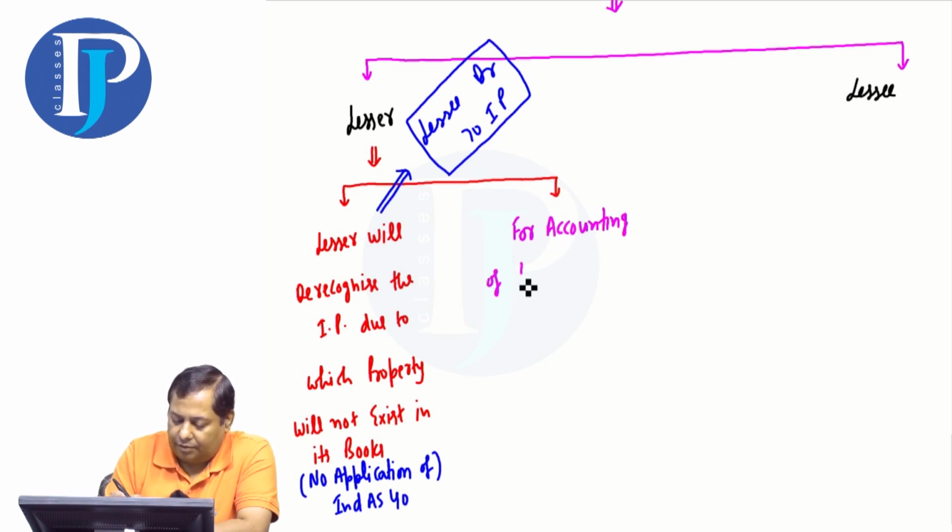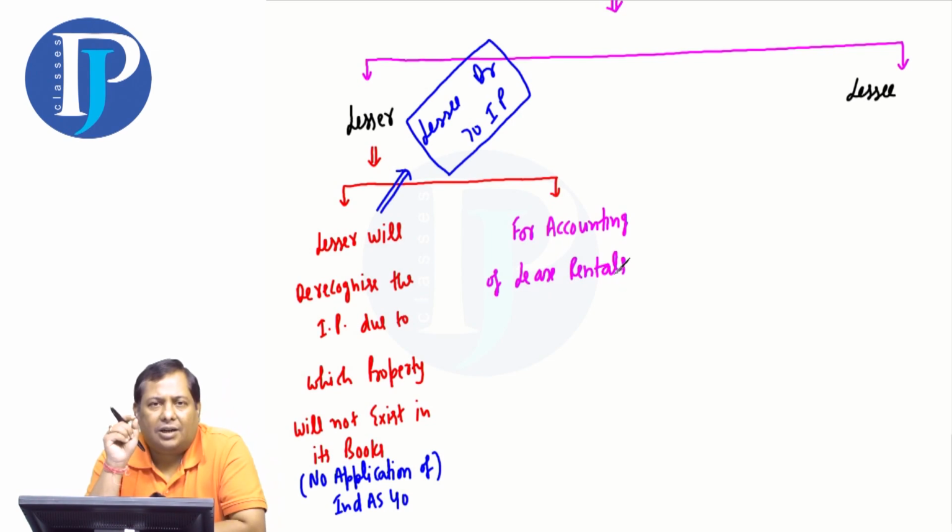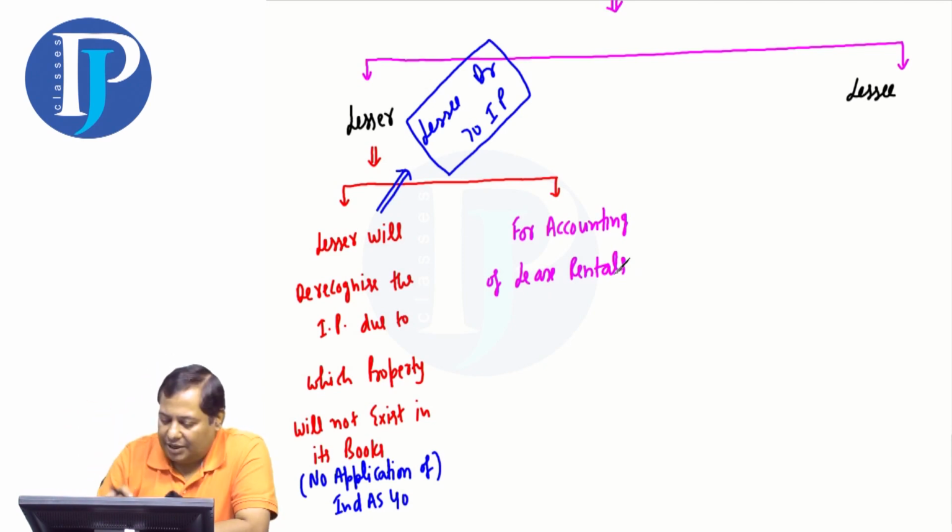It's an entry for accounting of lease rentals. The interest which will be charged as installments are called rentals, but the accounting is like installments. A table is created in which we allocate the principal and interest. We'll learn this in 116. So accounting for lease rentals.